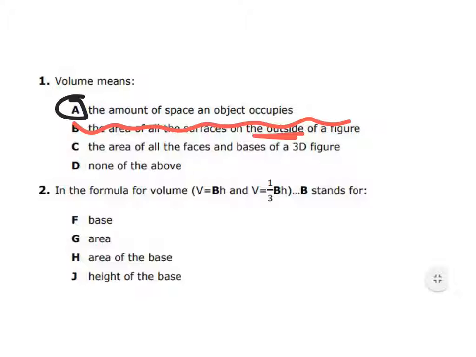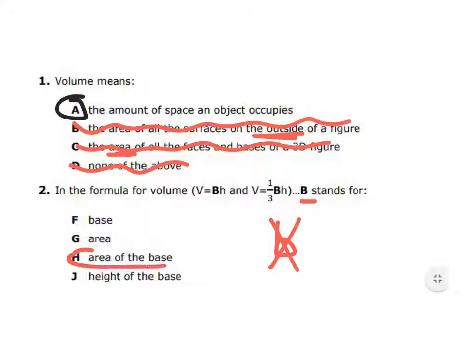C, the area of all the faces and bases of a 3D figure. Again, we're not looking for area, we're looking for volume. And then obviously A is the right answer, so D cannot be. Alright, number 2. In the formula for volume, V equals capital BH and V equals 1/3 capital BH. Capital B stands for, now remember, we're looking at capital B, not lowercase b. Capital B, remember, is the area of the base.